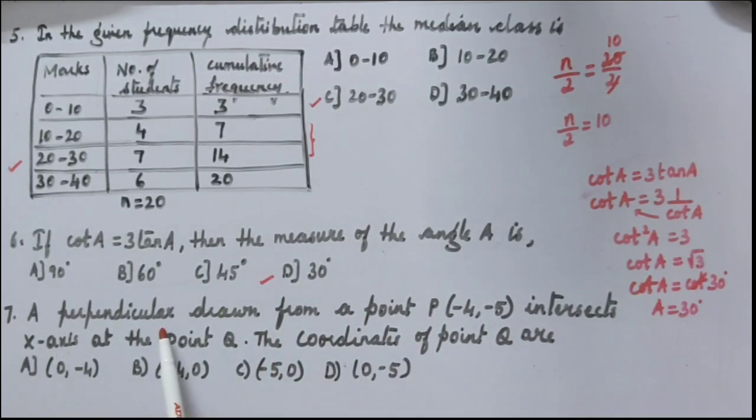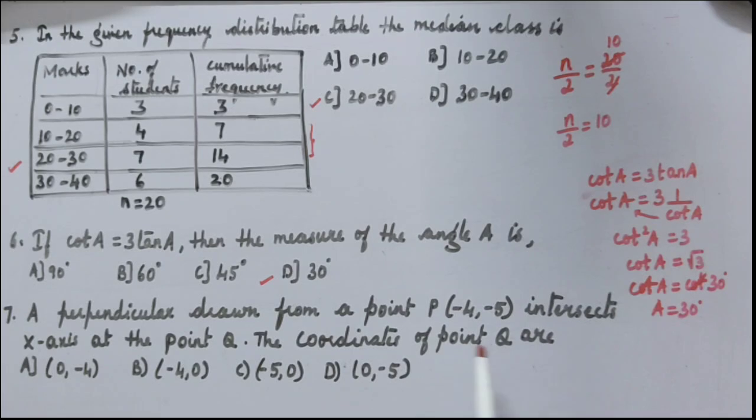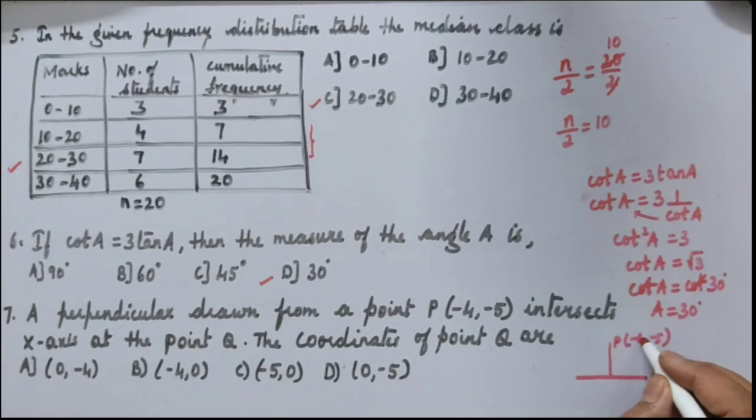A perpendicular is drawn from a point P to the x-axis. This is the perpendicular drawn. P is (-4, -5), I can say. This is intersecting the x-axis at the point Q.